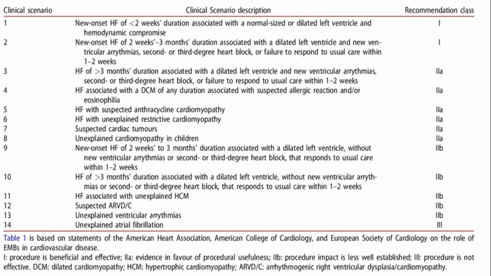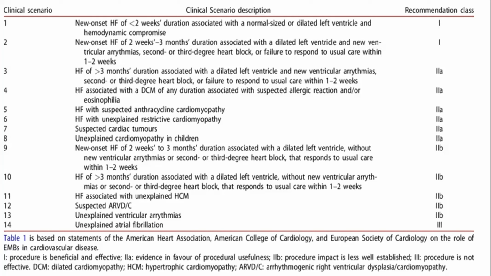So typically the clinical scenario that meets the class 1 indication for endomyocardial biopsy for a native heart is someone that has new onset heart failure, less than 2 weeks duration, associated with a normal size or dilated left ventricle and hemodynamic compromise. Or someone that has new onset heart failure, 2 weeks to 3 months duration, associated with dilated left ventricle and new ventricular arrhythmias, second or third degree AV block, and a failure to respond to usual care within 1 to 2 weeks. These are the primary class 1 indications.